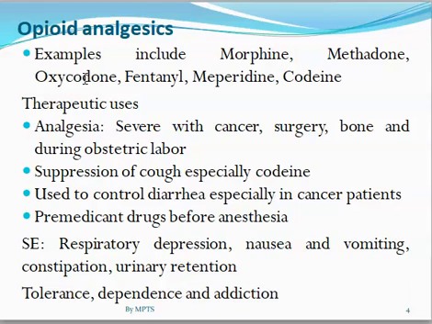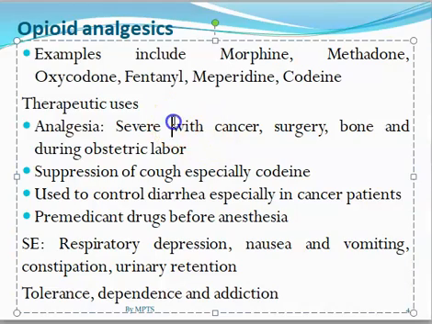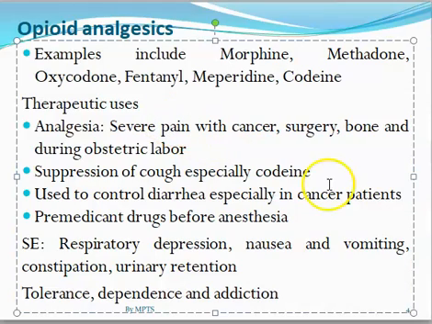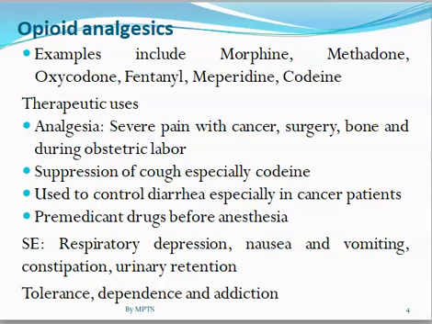Now, let me talk about therapeutic uses. Of course, there is analgesia, especially severe pain, severe pain in cancer, as palliative care, and also in bone surgery. And of course, during obstetric labor, sometimes they could be used, like pethidine. But mostly in surgery, they use pethidine. Now, also suppression of cough, especially with codeine, and they can be used to control diarrhea, especially in cancer patients. And sometimes they are used as adjunct therapy or premedicant drugs before anesthesia.